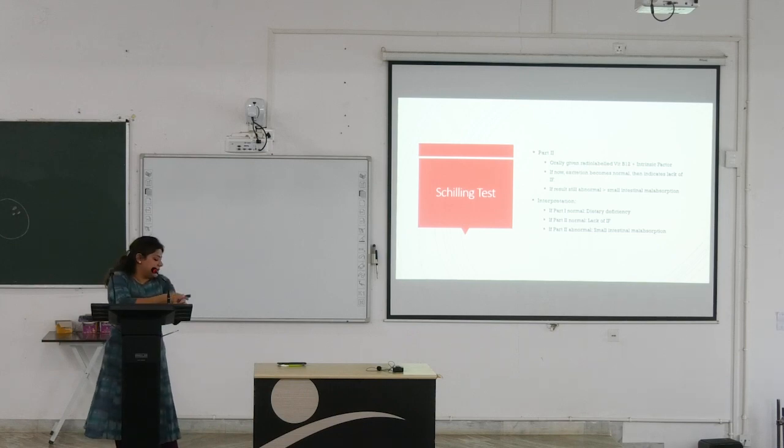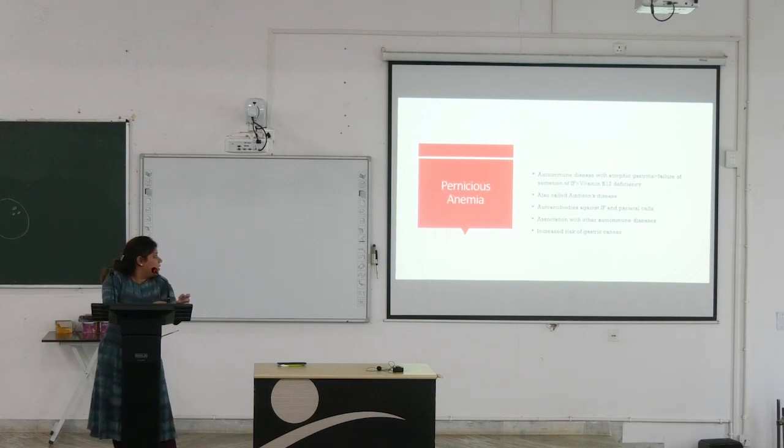In pernicious anemia, what happens is there is atrophic gastritis. It means there are autoantibodies against gastric parietal cells. The gastric parietal cells are destroyed, and so there is no secretion of intrinsic factor. If there is no secretion of intrinsic factor, vitamin B12 is not absorbed. If vitamin B12 is not absorbed, then there is anemia and neurological deficit. So that is pernicious anemia.